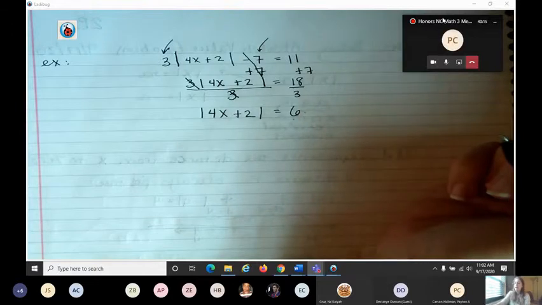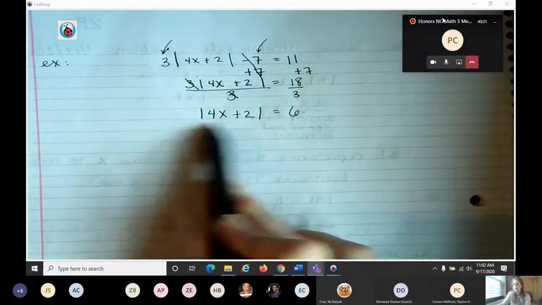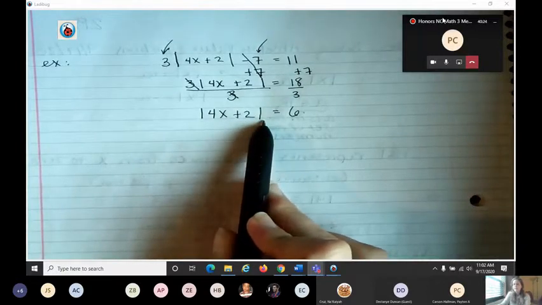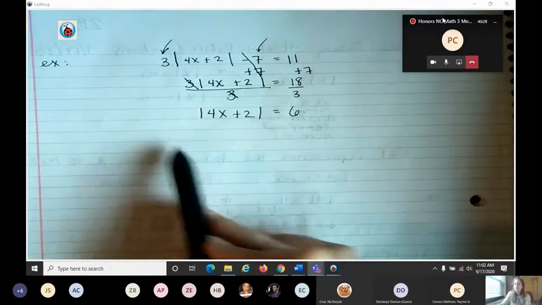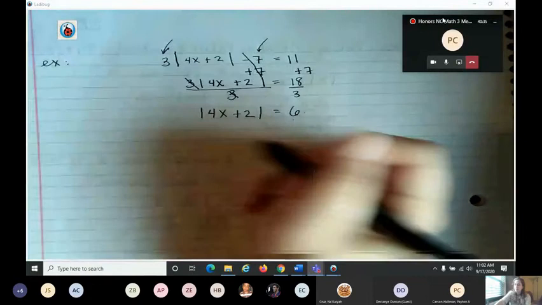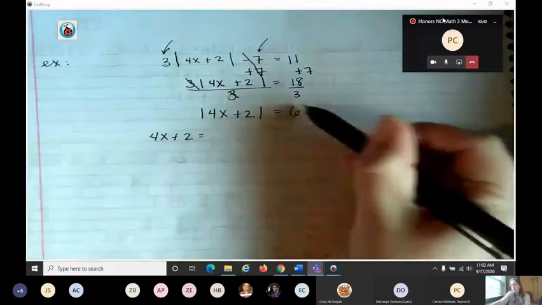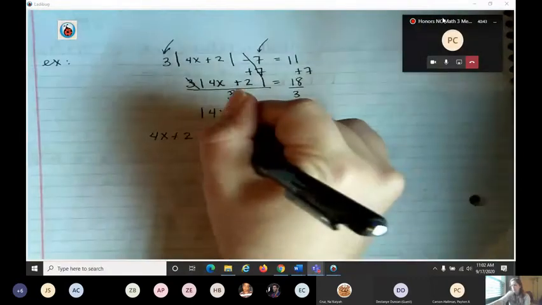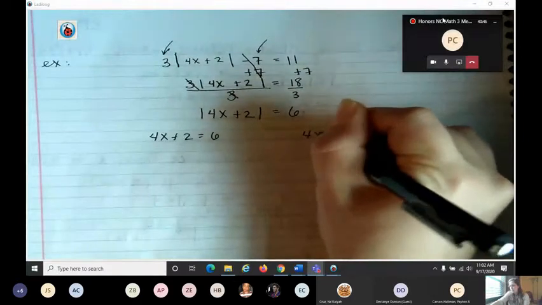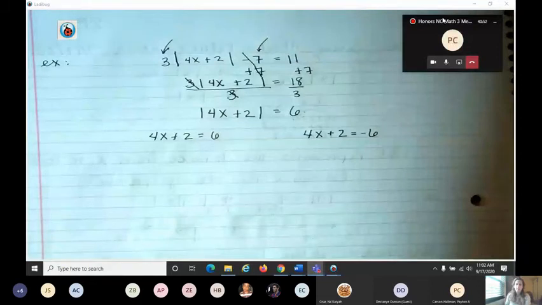Okay, now we have our absolute value entirely separated from the rest of the equation. It's by itself, it's isolated. So now we can split it into our 2 different equations. When we split into our 2 different equations, we're going to make both of them without absolute value bars. And one is going to be equal to the positive value, and one is equal to the negative value. Okay. And then we solve each one.